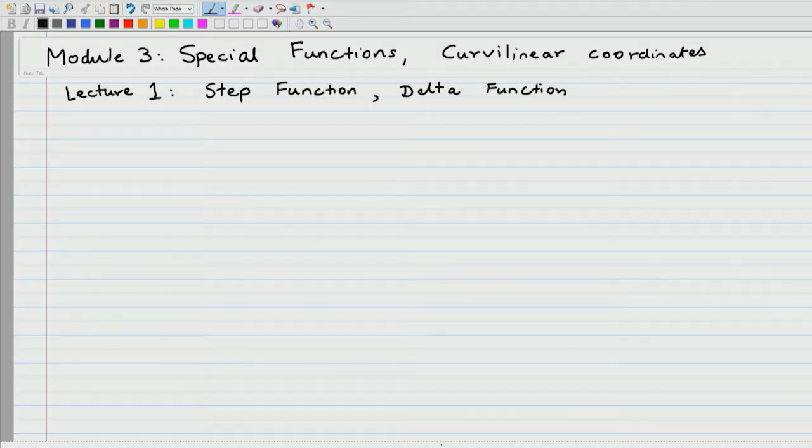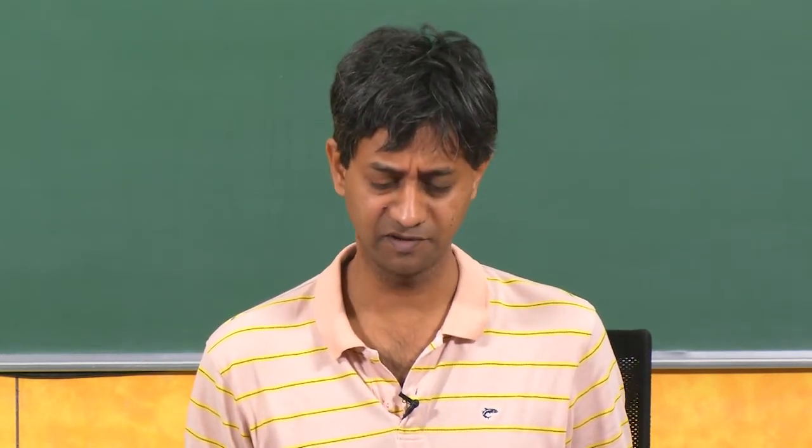In this module we will be discussing special functions and curvilinear coordinates. There are several functions which we use during various applications which fall in the category of what are called special functions, and there are different reasons why these are special. We will be looking at some of these special functions during this module.